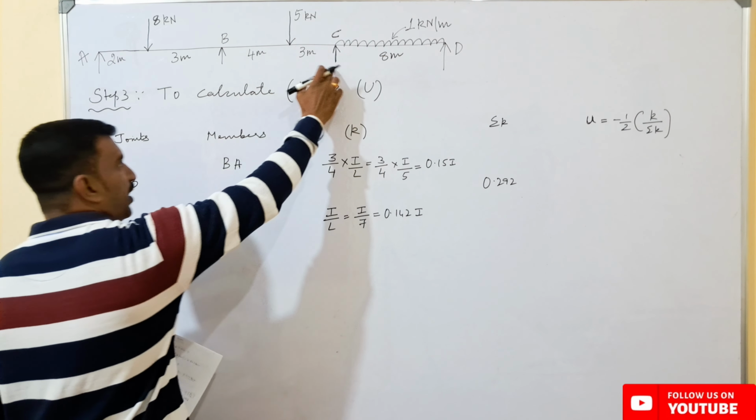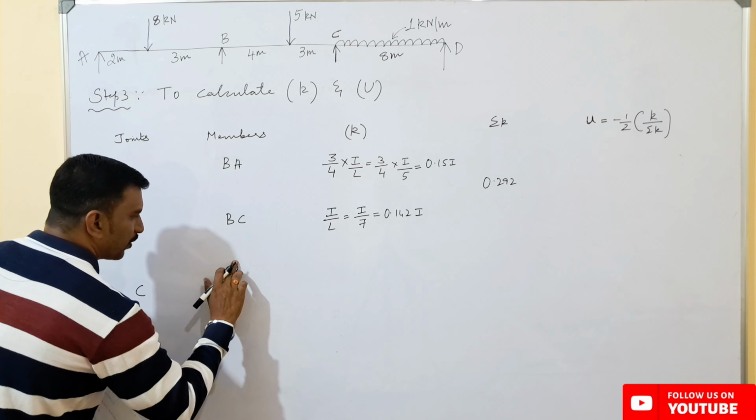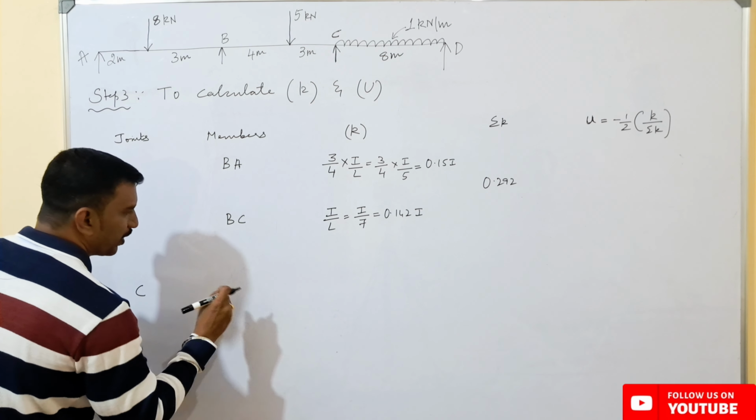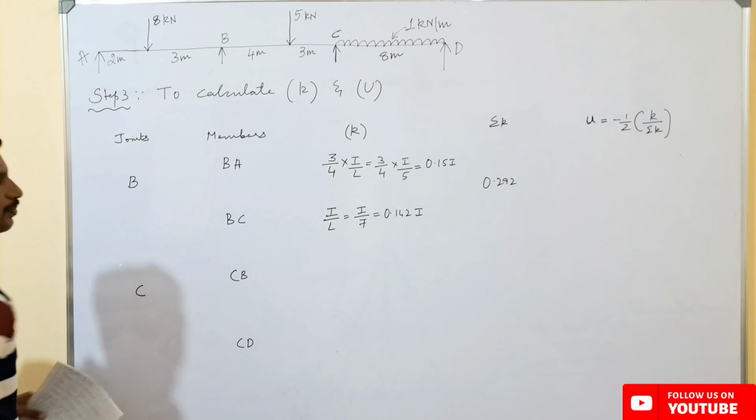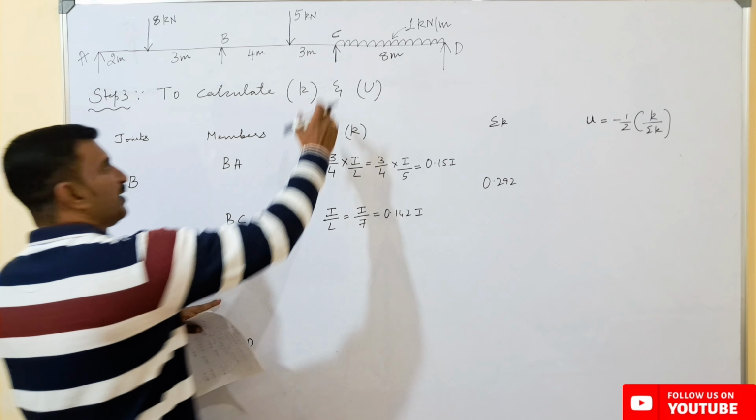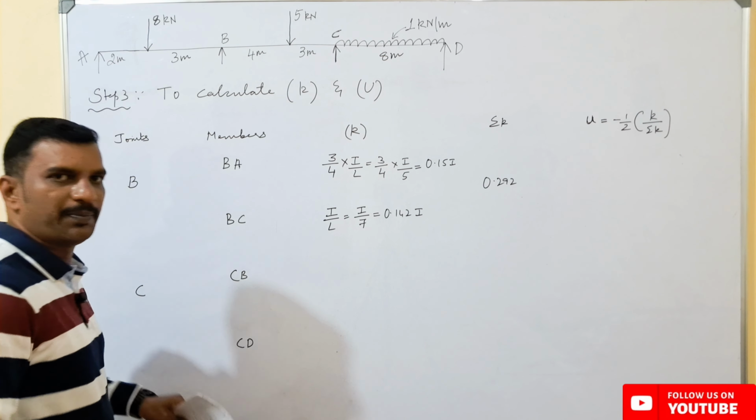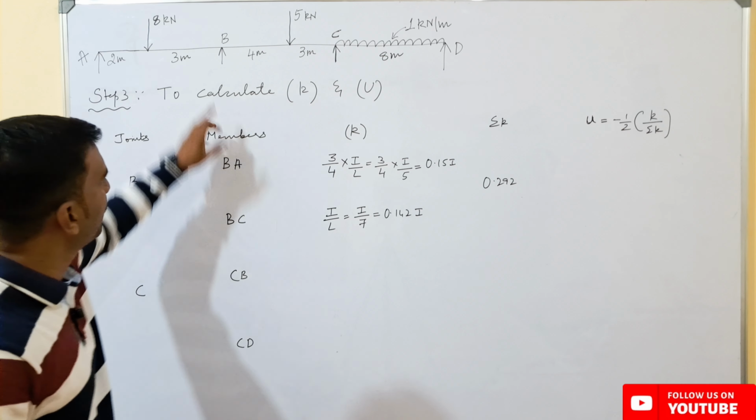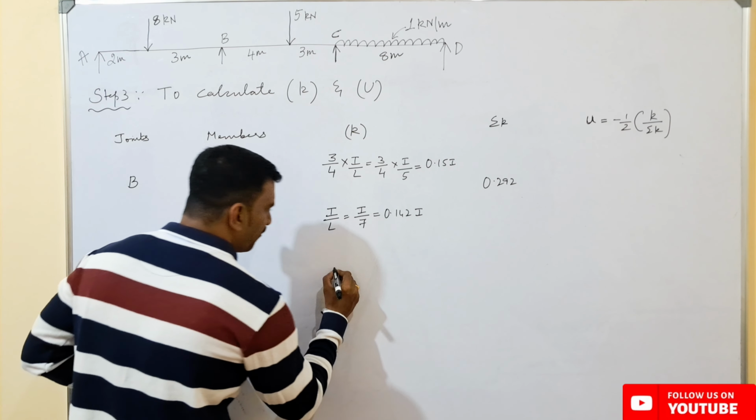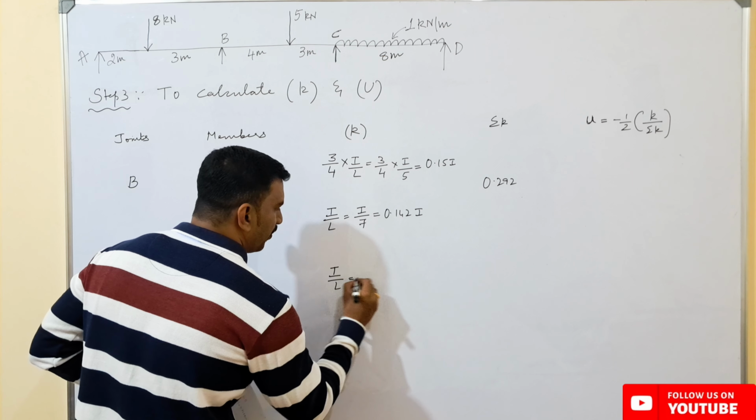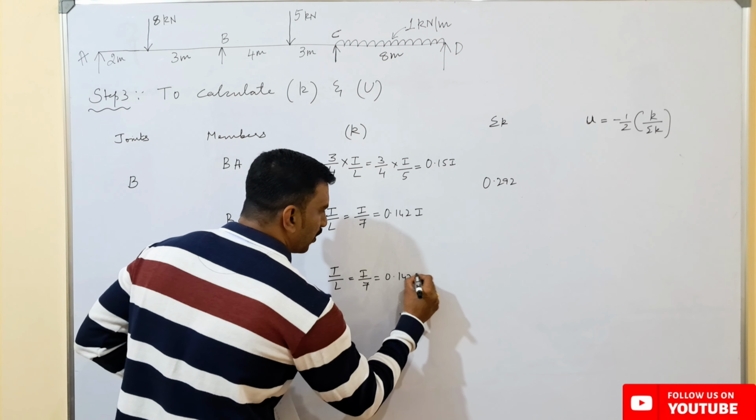Now if I take the joint C over here, C is connecting to the members from C to B and from C to D. So if I take C to B, C is the near end and B is the far end, and B is an intermediate support. We know that for an intermediate support we take it as a fixed support. The value will be I by L, which is I upon 7, which is 0.142 I.